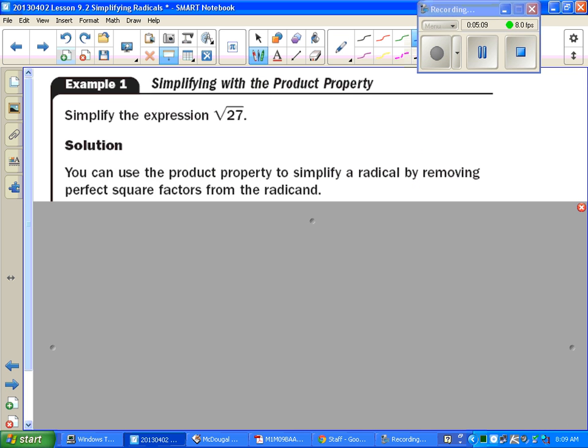Example number 1 is simplifying the expression of square root of 27. You can use the product property by removing the perfect squares. Remember your perfect squares: 1 times 1, 2 times 2, 3 times 3, 4 times 4. Get used to these numbers. You're going to use them plenty.